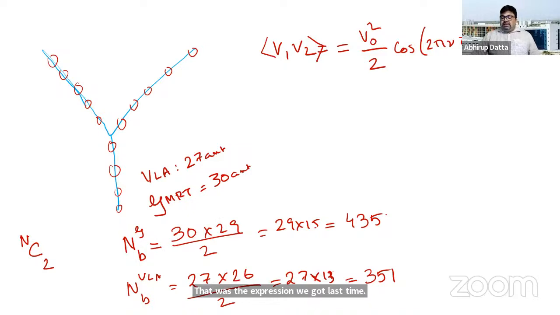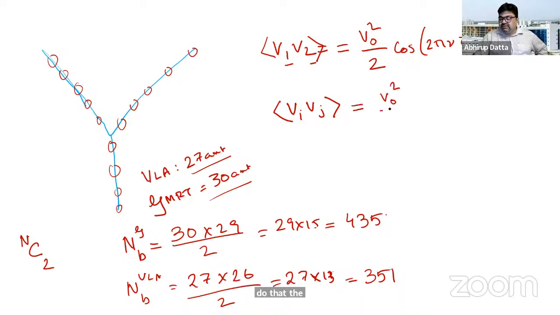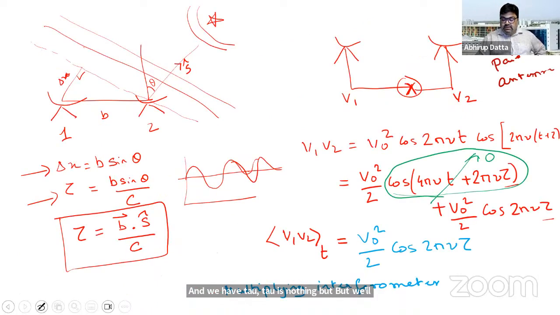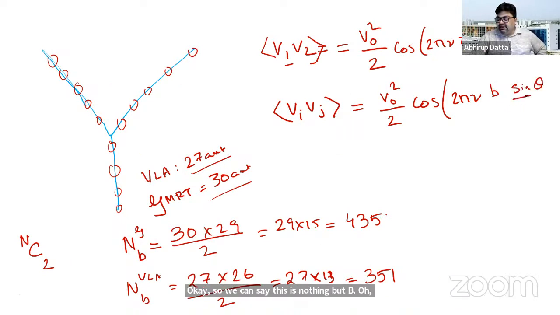Correct. Now, if I generalize 1 and 2, I replace that with something called I and J, okay? Where I and J are any two antennas. This can be anything arbitrary among these 27 antennas for VLA or 30 antennas for GMRT. So if I do that, the Vij comes out to be V0 squared over 2 cosine of 2 pi nu tau. What was tau given earlier? Tau is B sine theta divided by c.